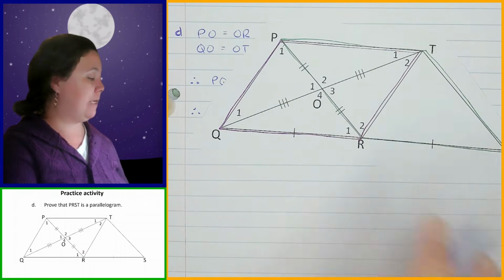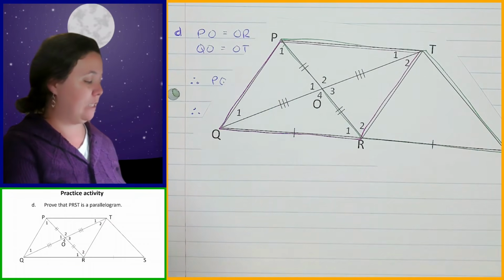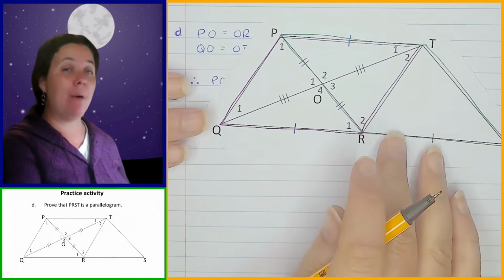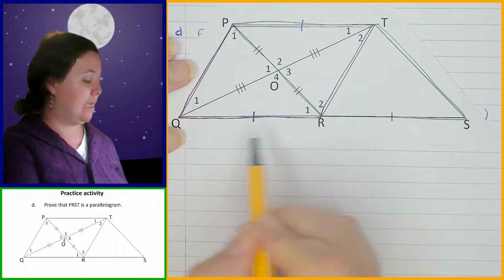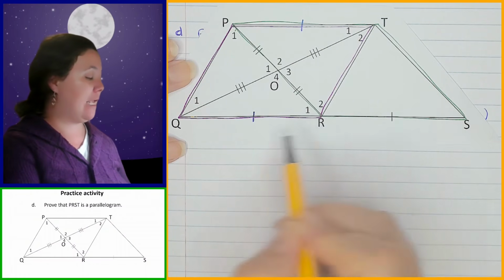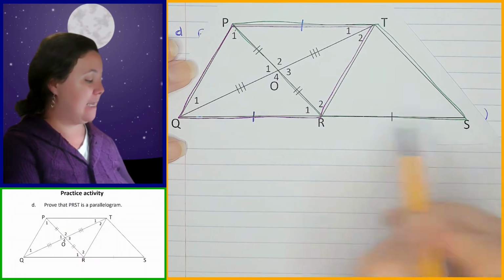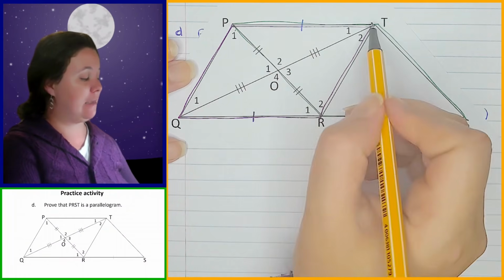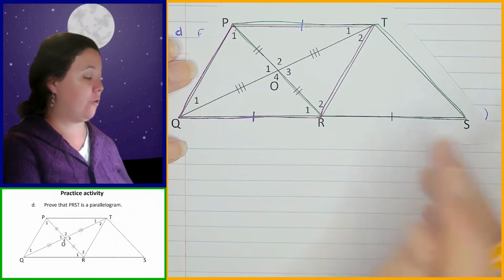Okay, so now I know that these are equal over here. So this is equal to that. But they already told me that QR is equal to RS. So now if QR is equal to RS and QR is also equal to PT, that means that PT must also be equal to RS.